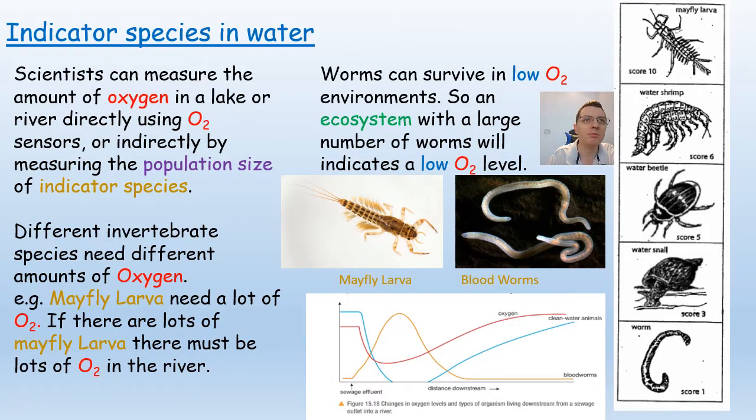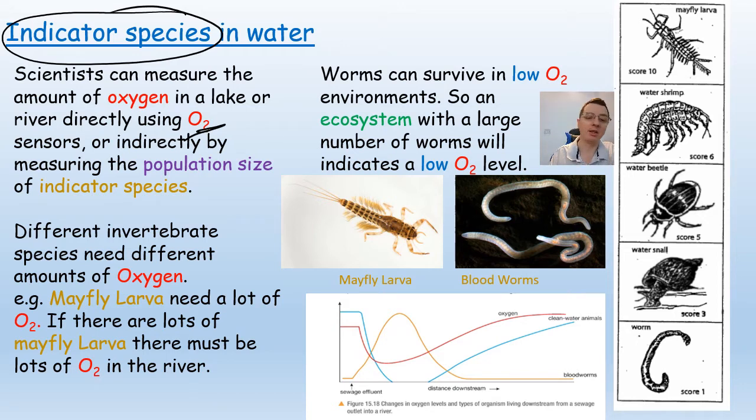How can we find out about pollution levels, and in particular oxygen levels in rivers and streams? Well, scientists could go along with an oxygen probe, but a more common method is to look at the species that are actually living within the ecosystems. These species are often called indicator species. Why? Because they give you an indirect measurement of the amount of oxygen that's in the waterway.